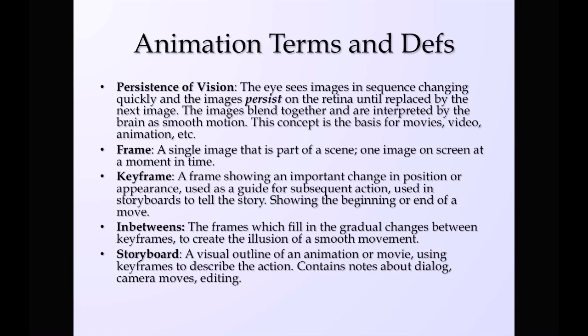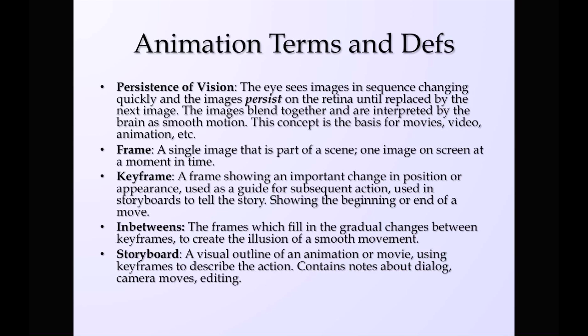Animation terms and definitions. The persistence of vision. Your eye sees images in sequence changing quickly and the images persist, that means remain and stay, on the retina, that's the part of your eye that sees pictures and puts them into your brain, until it's replaced by the next image. So when you see something, the picture stays there and your eye interprets it before it goes ahead and replaces it with the next image. The images will blend together and are interpreted by the brain as smooth motion. This concept is the basis for movies, video, and animation.